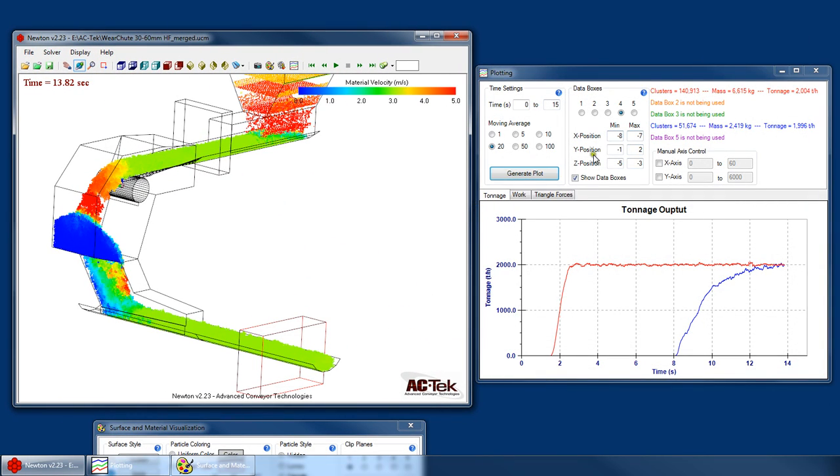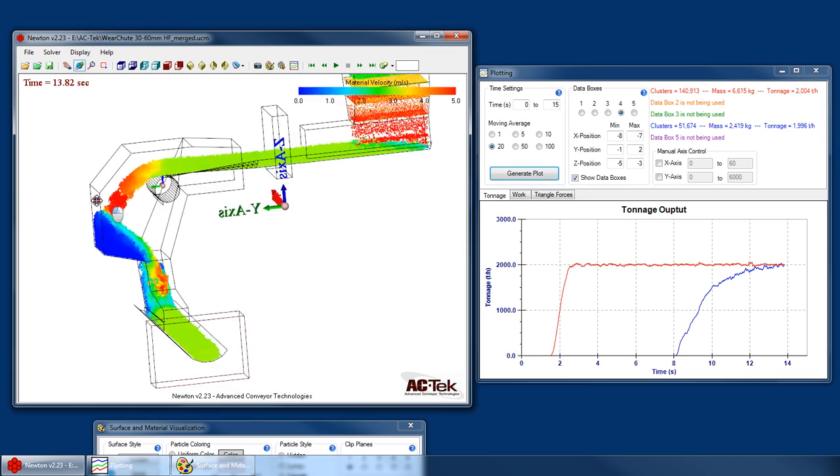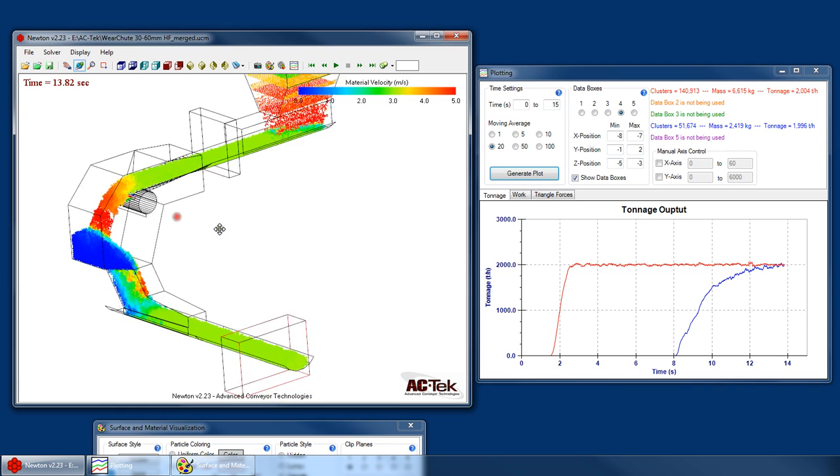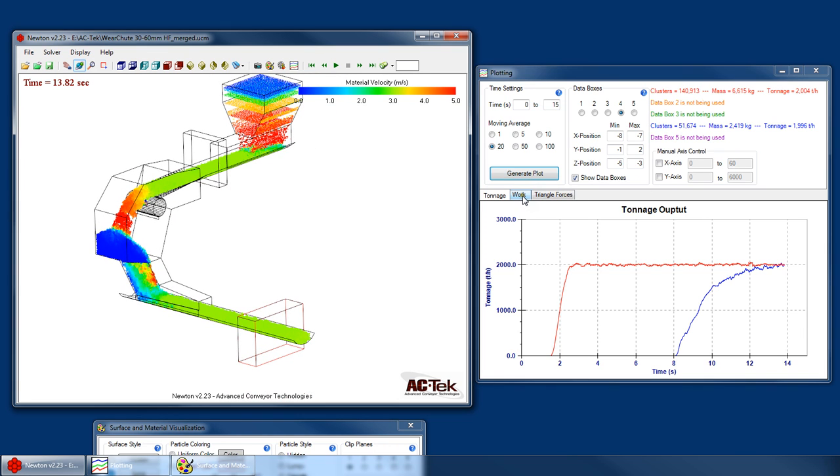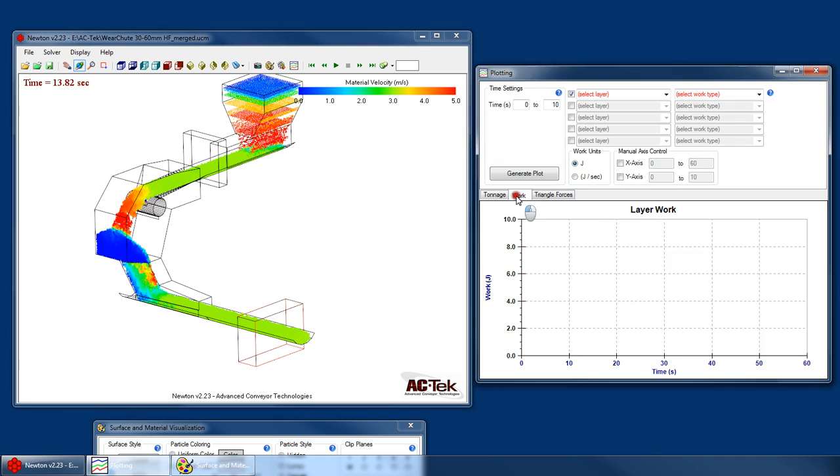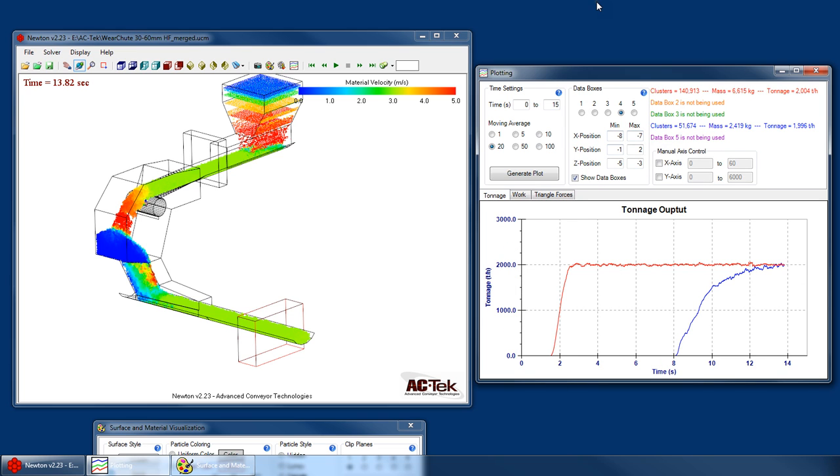So the tonnage boxes are pretty simple, pretty self-explanatory. All you use it for is measuring the flow at different points in the simulation. And in order to use the tonnage box, you do not have to be saving the triangle work or the particle work or the triangle forces. In order to be looking at the work, the triangle work and triangle forces in these tabs, you have to save that triangle force data. But the tonnage is irrelevant, and that can be saved with any simulation that is recorded.